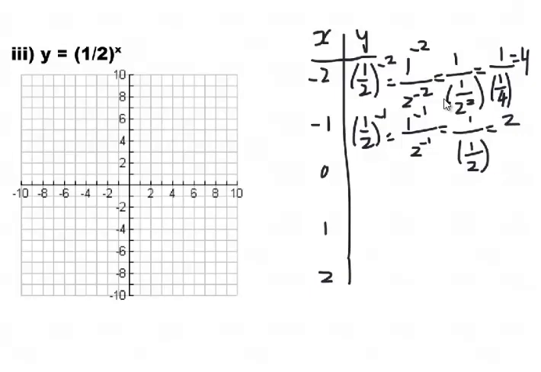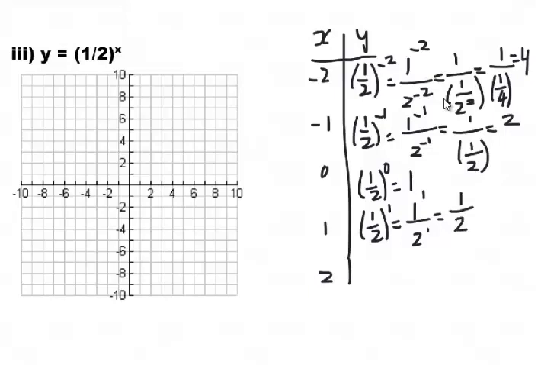When x is 0, I get 1 over 2 exponent 0. Any number exponent 0 is 1. When x is 1, I get 1 over 2 exponent 1, which is 1 exponent 1 over 2 exponent 1, which is 1 over 2, because 2 exponent 1 is 2. And the last one, 1 over 2 exponent 2 is 1 exponent 2 divided by 2 exponent 2. 1 exponent any number is 1, divided by 2 exponent 2 is 4, which is 0.25.